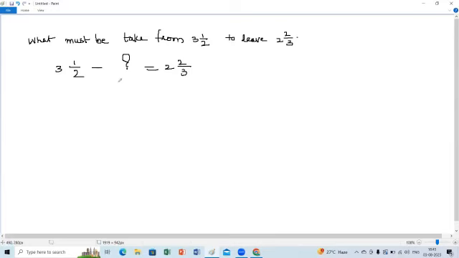Teacher, please find. We have to subtract it. Yes, what should you subtract? Ma'am, I got it. We should subtract 2 by 3 from 3 1 by 2. Okay, 1 by 2 means, you are comparing. So 3 2s are 6.